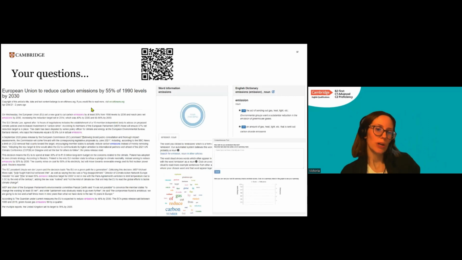Once you have selected a text, you can hover over it and get information about vocabulary you are not familiar with or you want to learn more about. For instance, emissions here, it tells you the word class, collocations, definitions with examples, and then you can also write a summary of the text and get instant feedback.